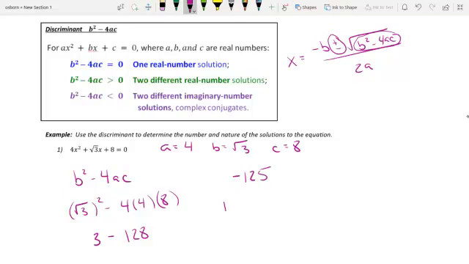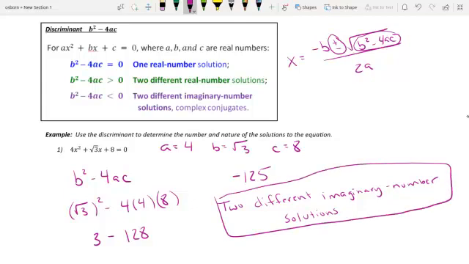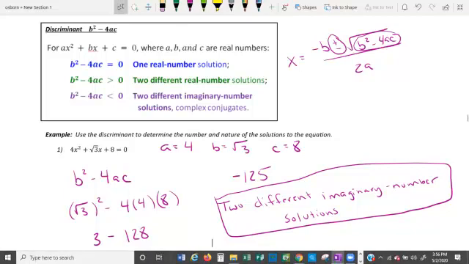So negative 125. So if we look at this, our discriminant is less than 0. What this means is I'm going to have two different imaginary number solutions. Now what those solutions are, that's where you would use the quadratic formula, or you could solve by completing the square to find those values. But for the purposes of this question, we just want to know how many solutions to expect and what kind of solutions.